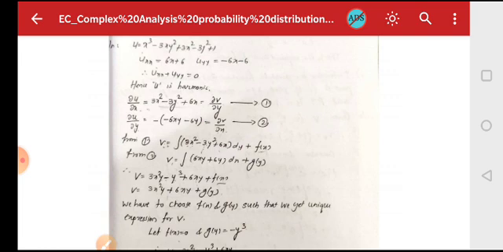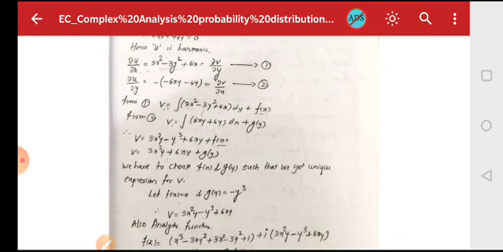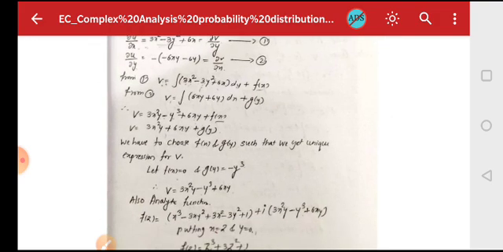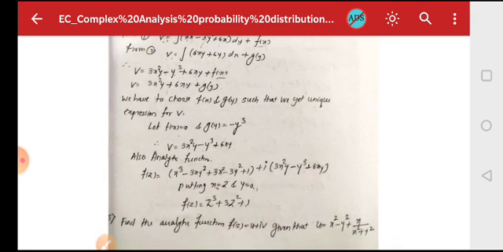Now if you integrate the first one, then you will get v is equal to 3x square y minus y cube plus 6xy plus f of x, and v is equal to 3x square y plus 6xy plus g of y. We have to choose f of x and g of y in such a way that we will get a unique expression for v. Let f of x be equal to 0 and g of y be equal to minus of y cube. Therefore v is equal to 3x square y minus y cube plus 6xy.